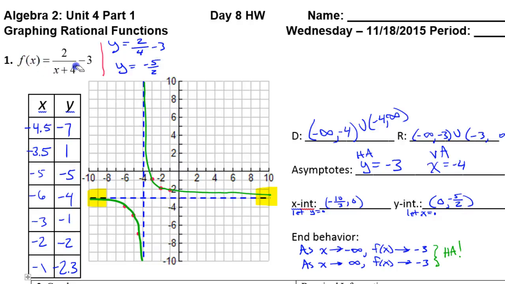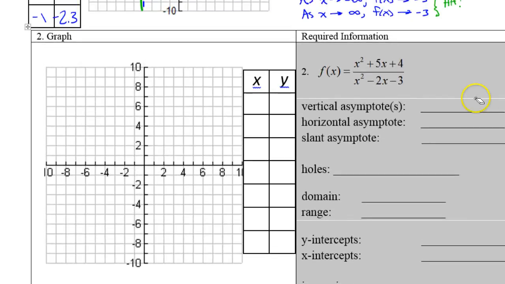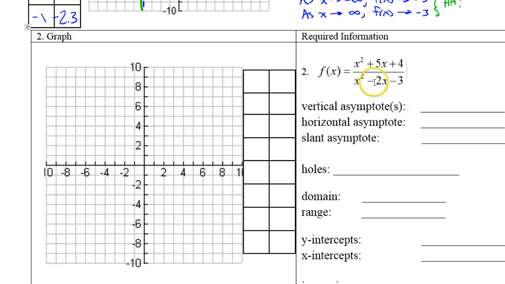Alright, in this video we are going to graph some more rational functions. In the previous video we did problem number 1 here. In this video we're going to do problem number 2. This is all grayed out weirdly. We're about to graph this problem.